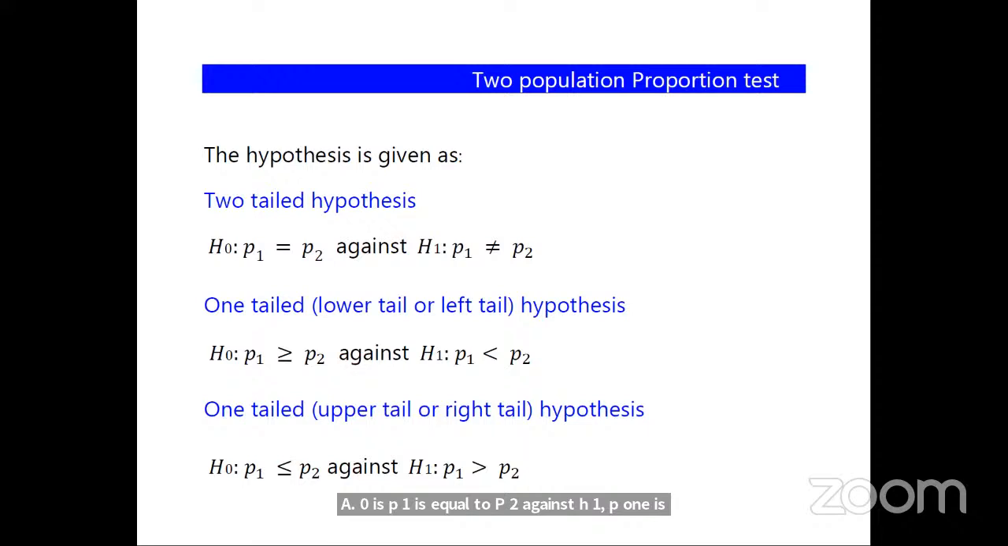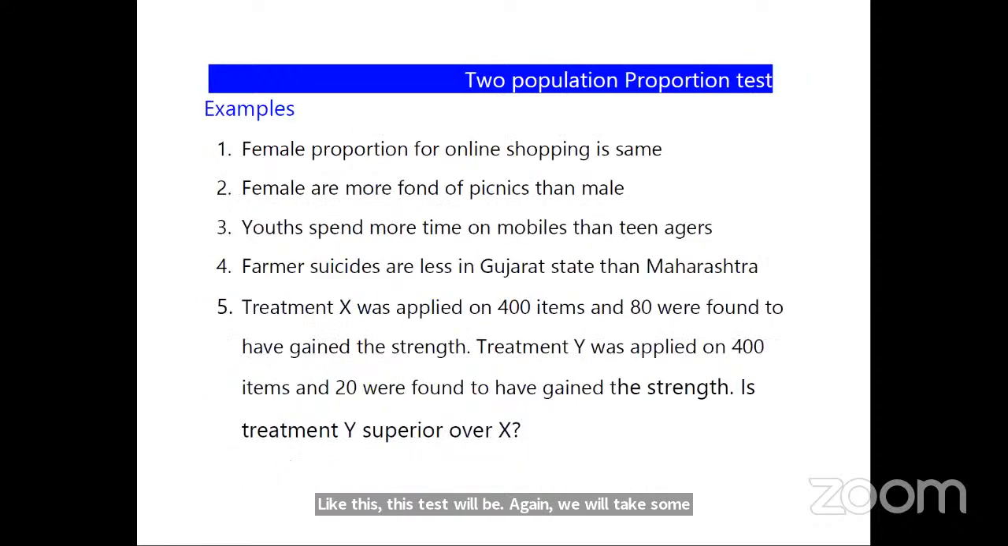Again, we will take some examples so that it will be clear to you. Here are some examples of two population proportion test. Female proportion for online shopping, sorry, it is incomplete, is same as the proportion of male. Means both are equally doing the online shopping, male and female. Suppose that we have to check, then this two population proportion test we can use. In this case, P1 will be proportion of females and P2 will be proportion of males.